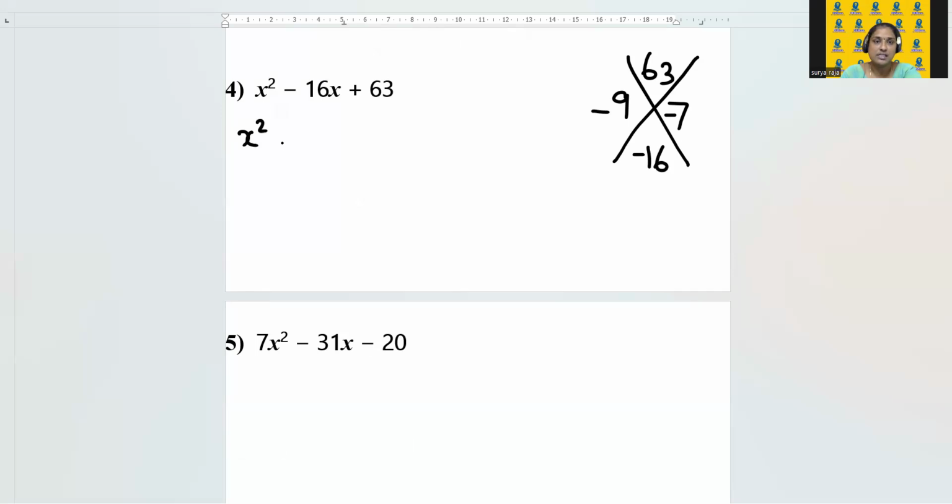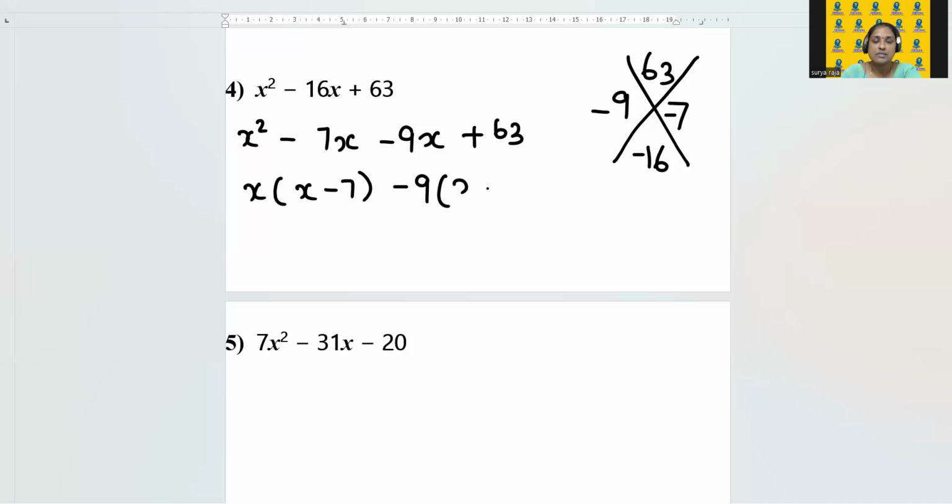So after this, let me rewrite. Instead of minus 16x, I'm writing minus 7x minus 9x. Now we can take a common factor outside, x minus 7, and here minus 9 outside, x minus 7 again. Since 9 times 7 is 63, now we got the two factors x minus 9 and x minus 7 for this expression, x square minus 16x plus 63.